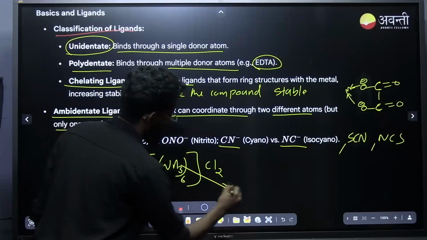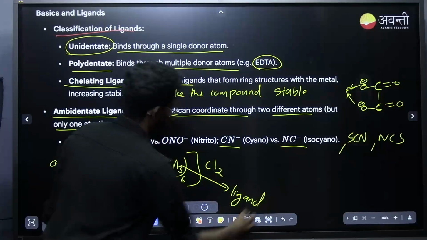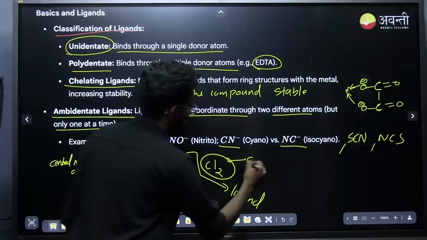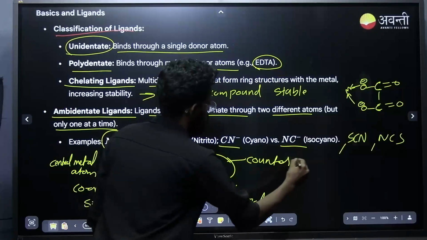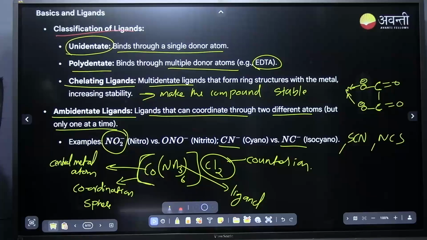This NH3 is our ligand. What about the Cl2? This Cl2 is our counter ion.